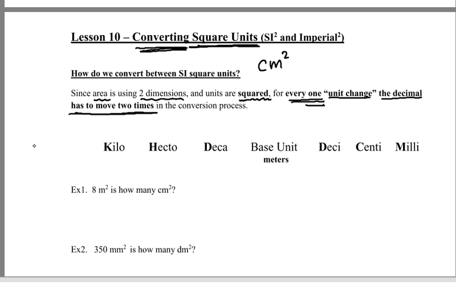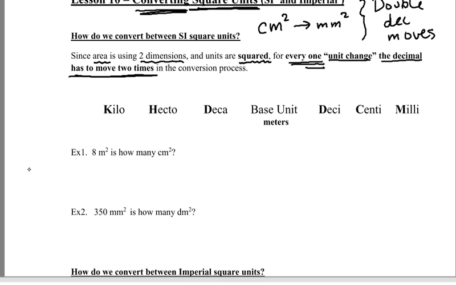Centimeters squared to millimeters squared, squared units, we have to double the decimal moves because they're squared units. So let's take a look at the example that's here. We have 8 meters squared and we want it to be centimeters squared. Well, we're going from meters to centimeters.